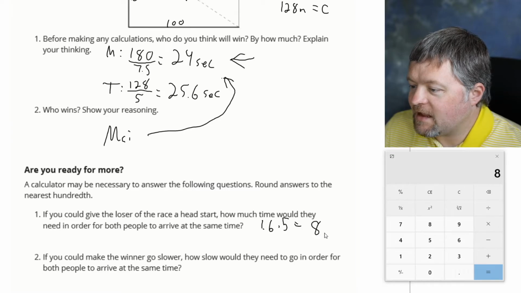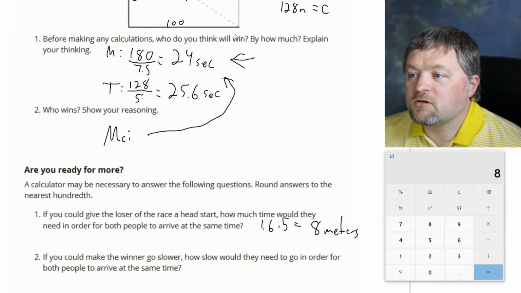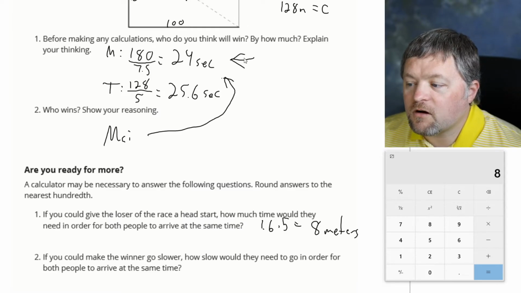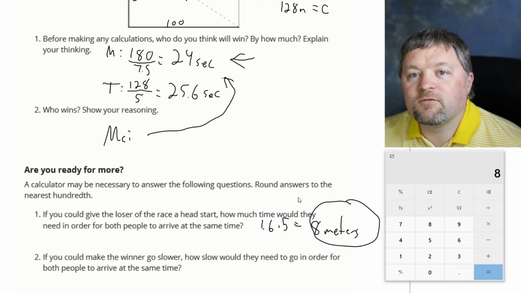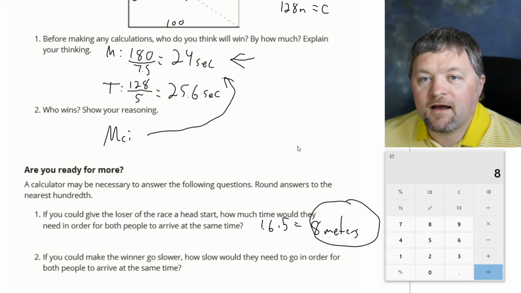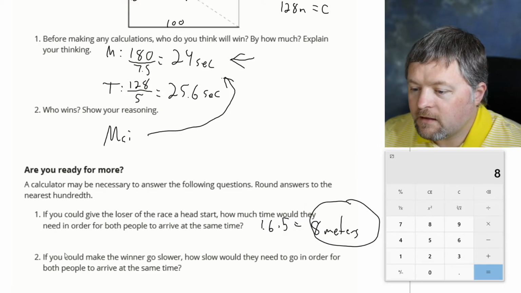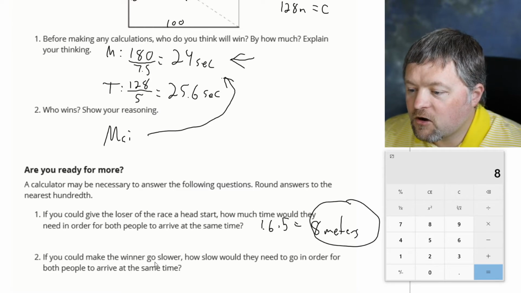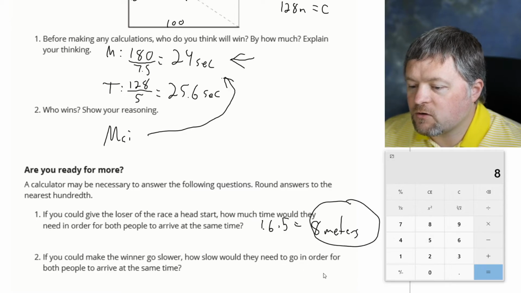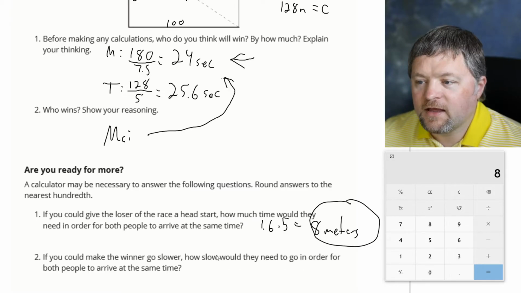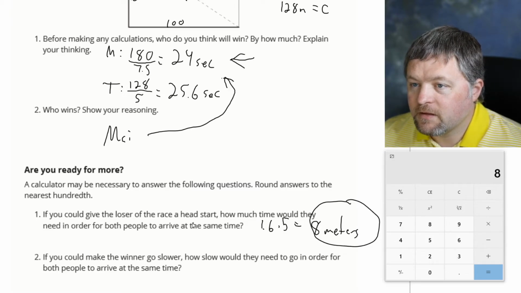So that's 8 meters. So Tyler was slower, but if you gave him an 8-meter head start, they would both arrive at the same time. If you could make the winner go slower, how slow would they need to go in order for both people to arrive at the same time?